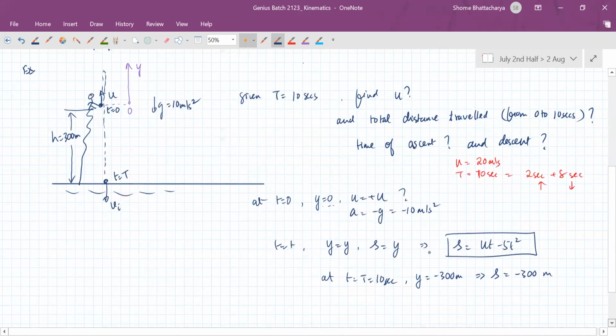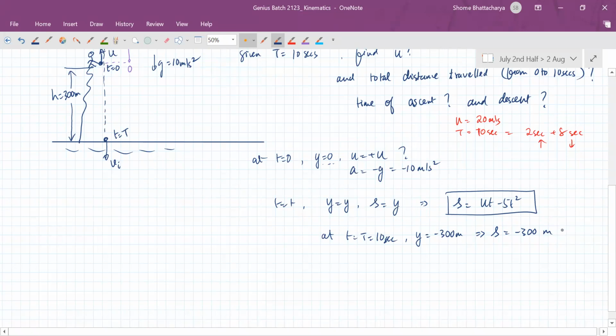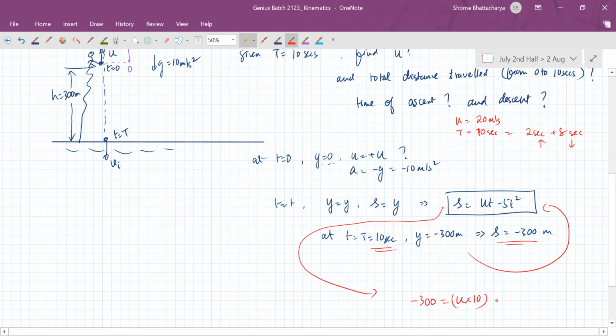So that's one way of doing the question. Okay. So put this information here now. This information that at this time the displacement is this much. Put this information in this. So this equation becomes this: that minus 300 is equal to u into 10 minus 5 into 10 square. So that's not even a quadratic equation. This will just give u as plus 20. Okay.